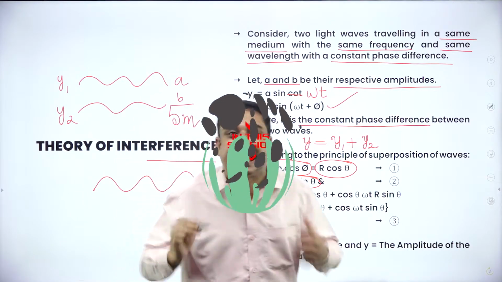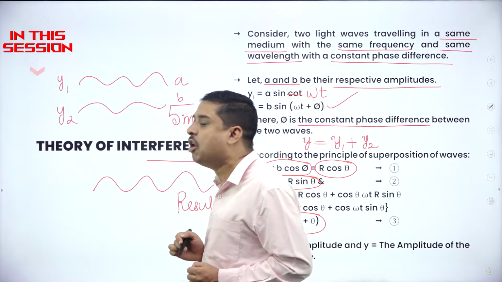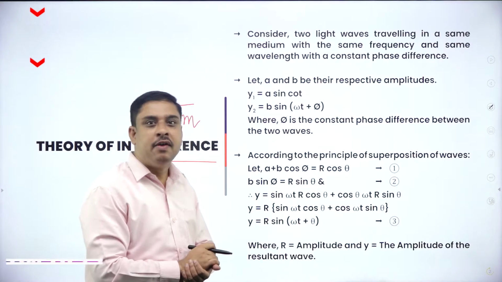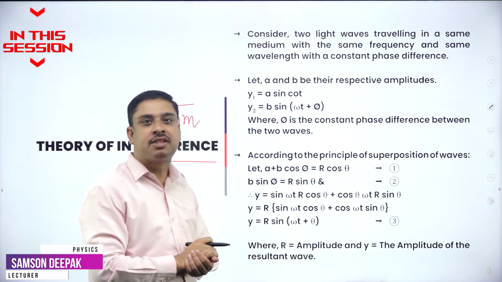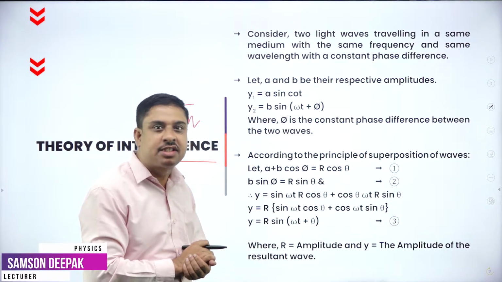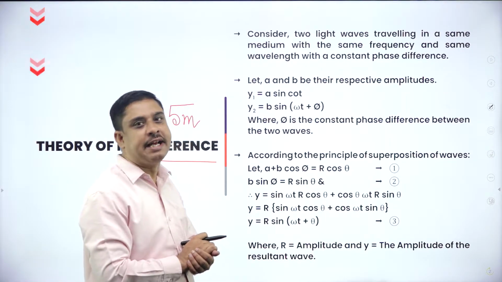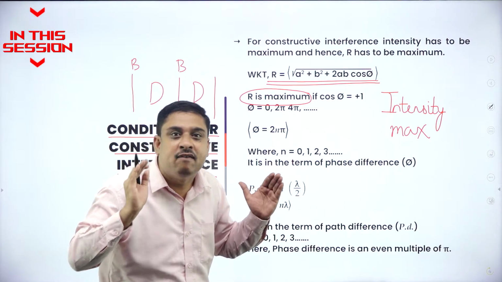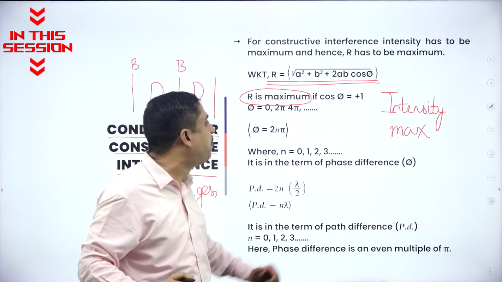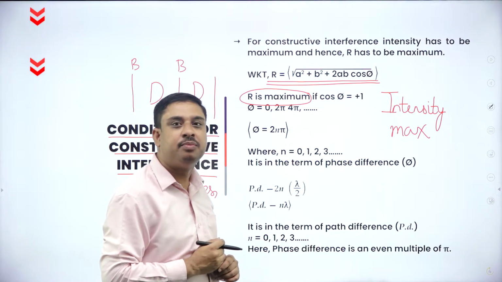This is the resultant of the superposition of these waves. We will arrive at the conditions for constructive and destructive interference. For constructive interference to happen, intensity should be maximum.